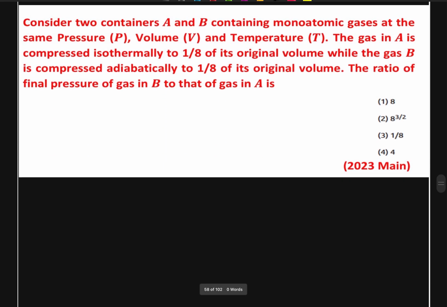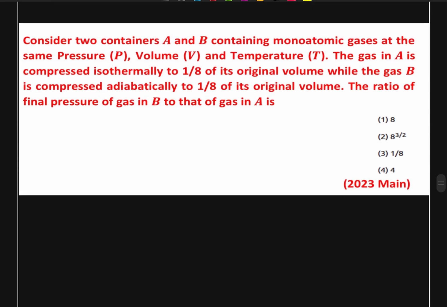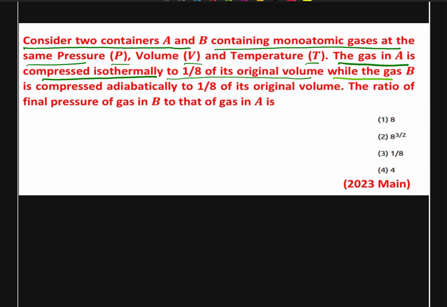Next question. It states that consider two containers A and B containing monatomic gases at the same pressure P, V and T. The gas A is compressed isothermally to 1/8 of its original volume, while the gas B is compressed adiabatically to 1/8 of its original volume. The ratio of the final pressure in the gas B to that of gas A is.